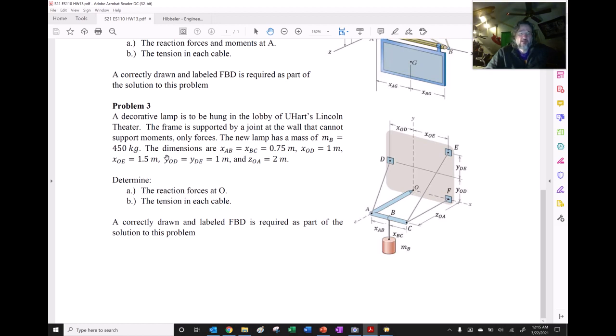The new lamp has a mass of 450 kilograms, which I believe is a lot. The dimensions are 0.75 meters here and here, 1 meter in this direction, 1.5 over here, and this one right here is 1 meter, and this is another 1 meter, and then this is 2 meters right here. So we want to find the reaction forces at O, and we want the tension in each cable.